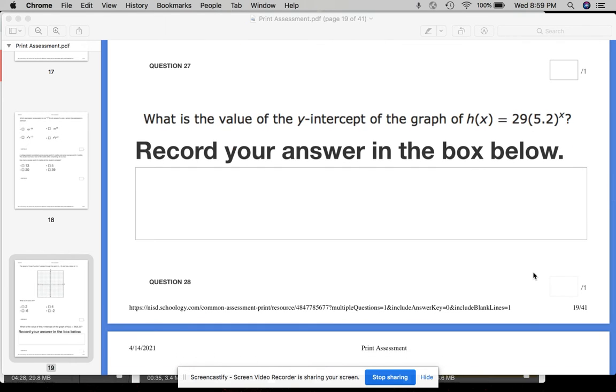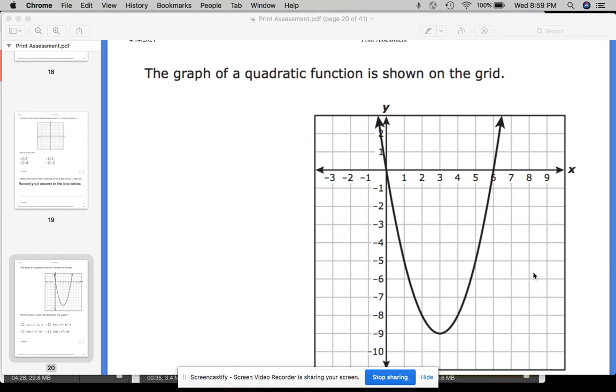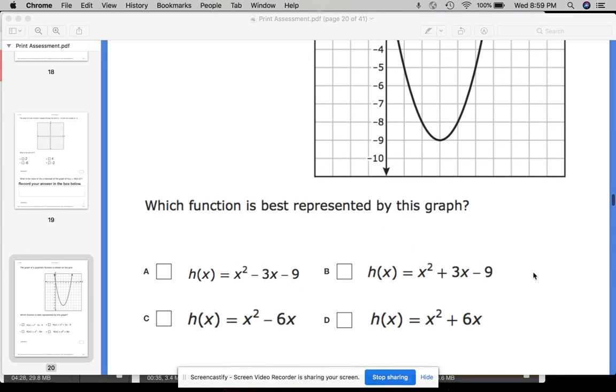Question 27. What is the value of the y-intercept of the graph of h of x equals 29 (5.2) exponent x? Record your answer in the box below. Question 28. The graph of a quadratic function is shown on the grid. Graph. Which function is best represented by this graph?